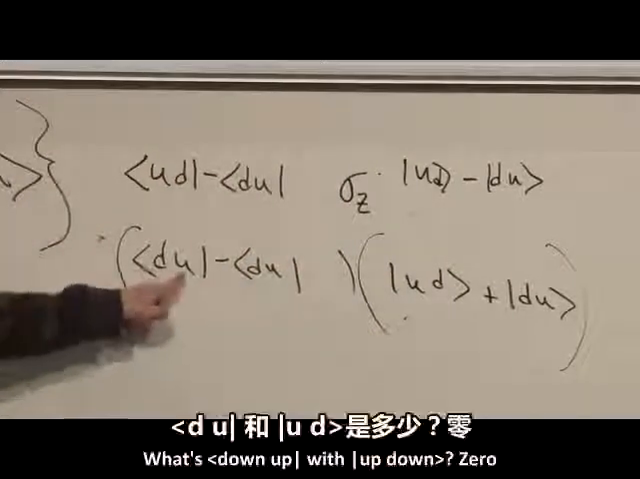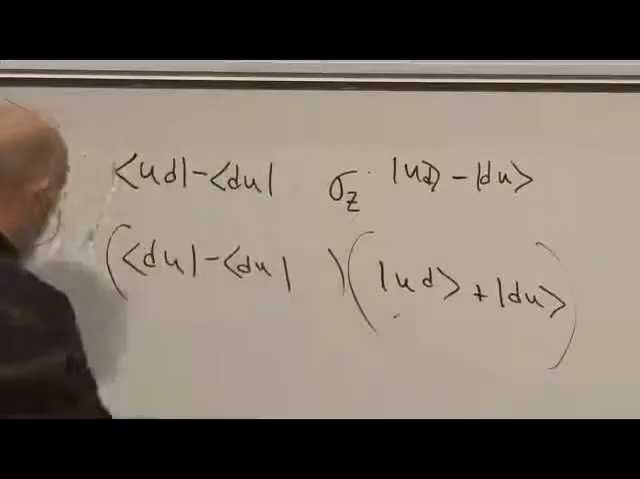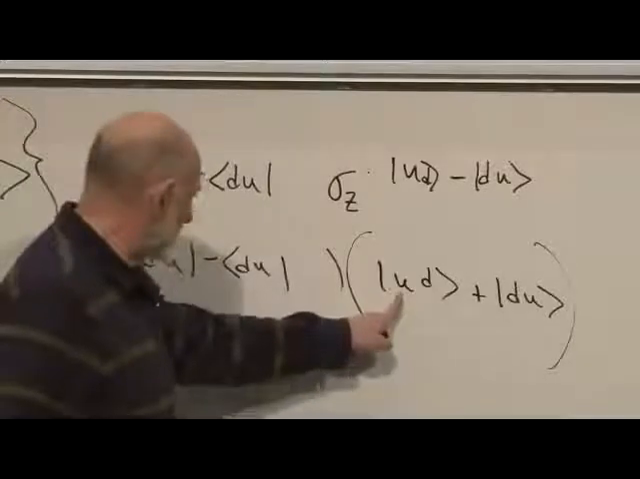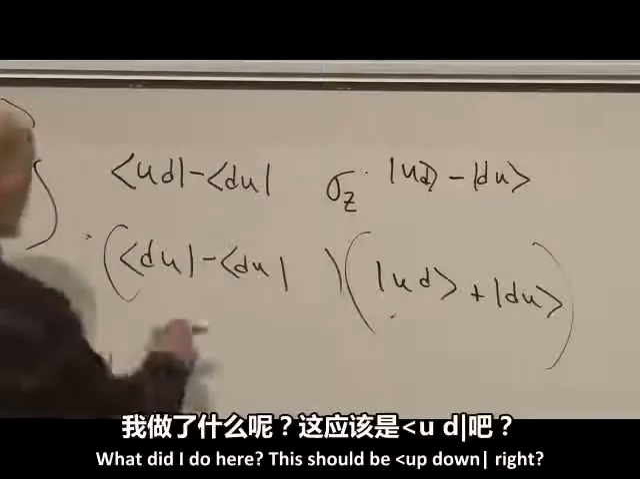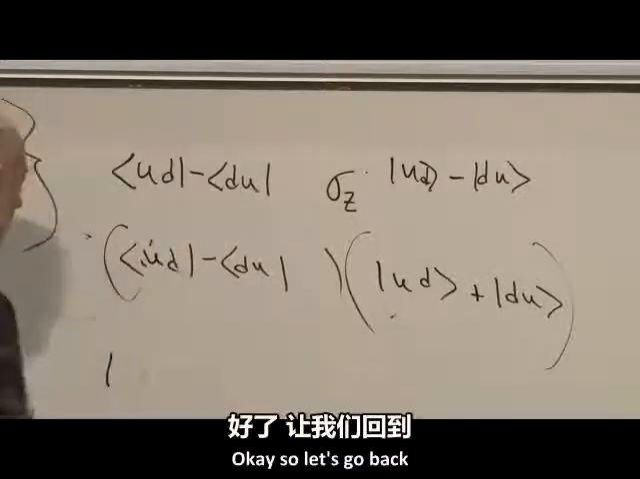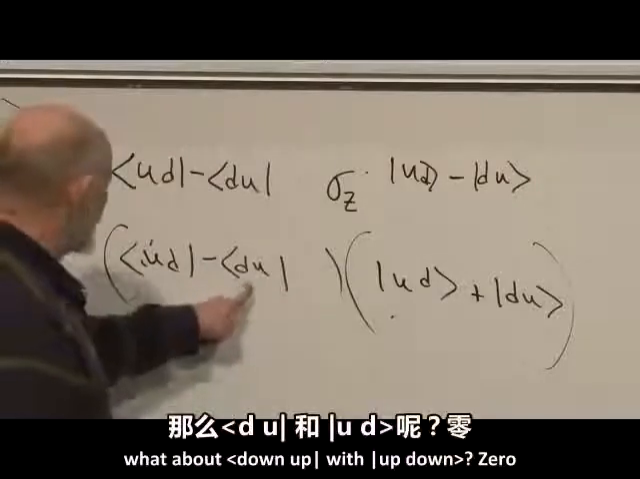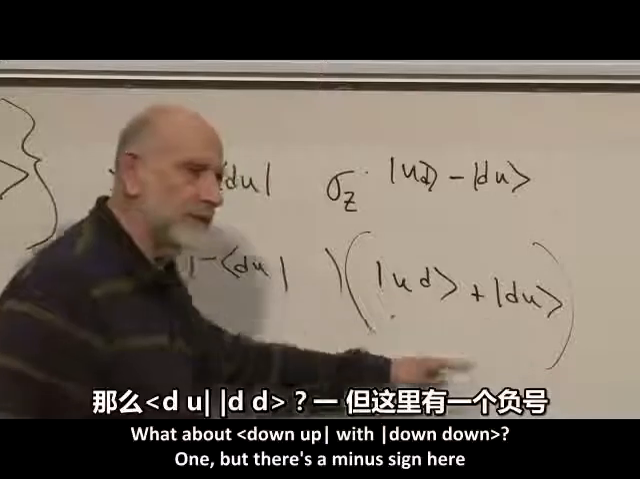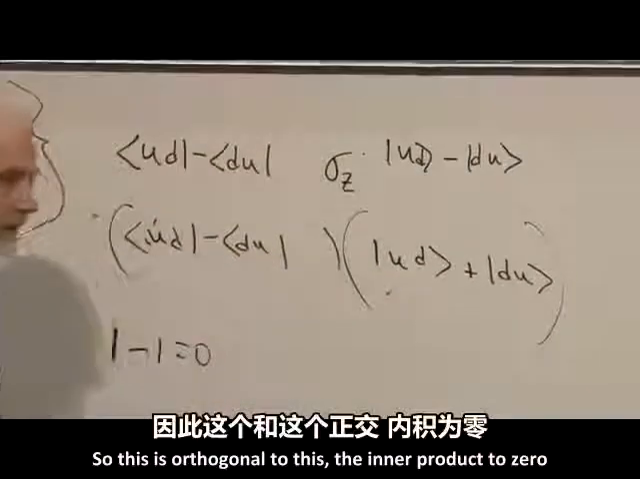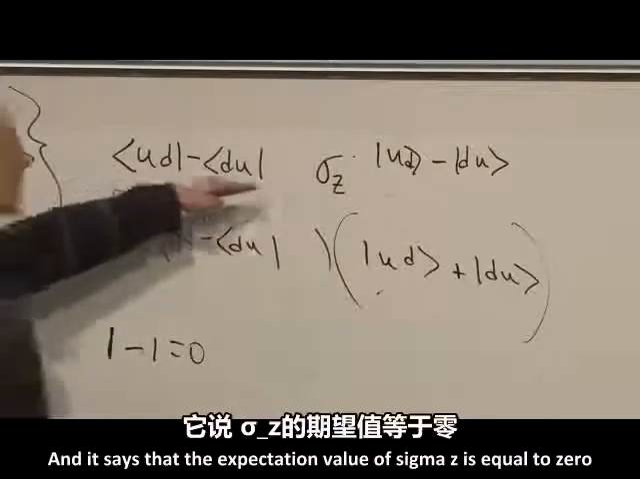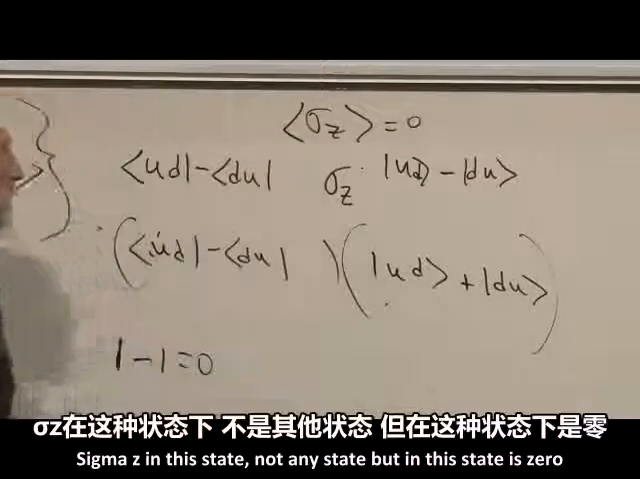Okay, let's calculate it. What's down up with up down? 0. What's down up with down up? 1. Ooh, I got something wrong here. This should be up down, right? Yeah, up down. Okay, so let's go back. Up down with up down is 1. Up down with down up is 0. What about down up with up down? 0. What about down up with down up? 1, but there's a minus sign here. So this is orthogonal to this. The inner product is 0, and it says that the expectation value of sigma z is equal to 0. Sigma z in this state, not any state, but in this state, is 0.